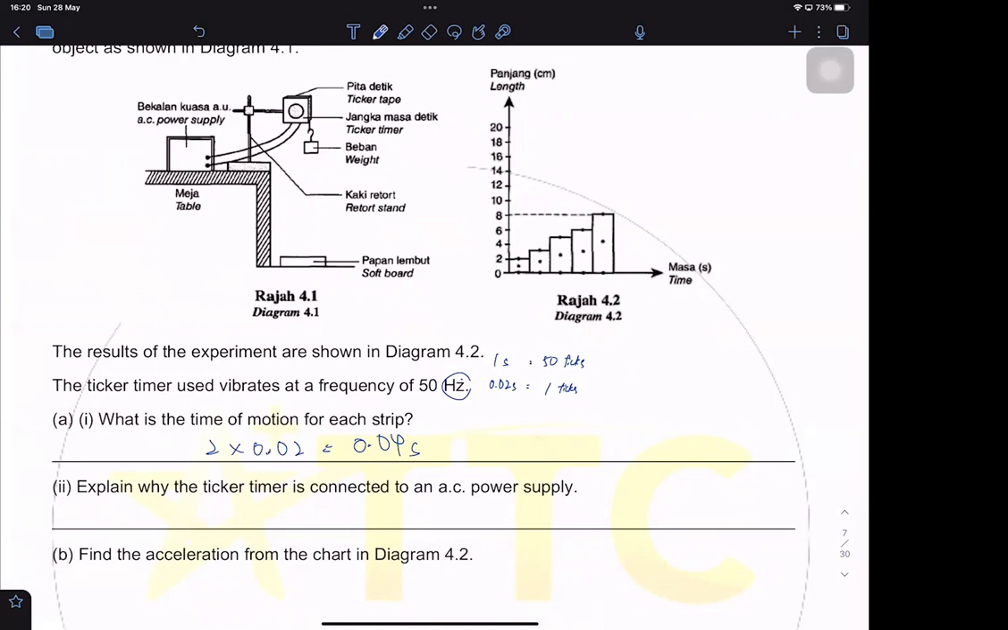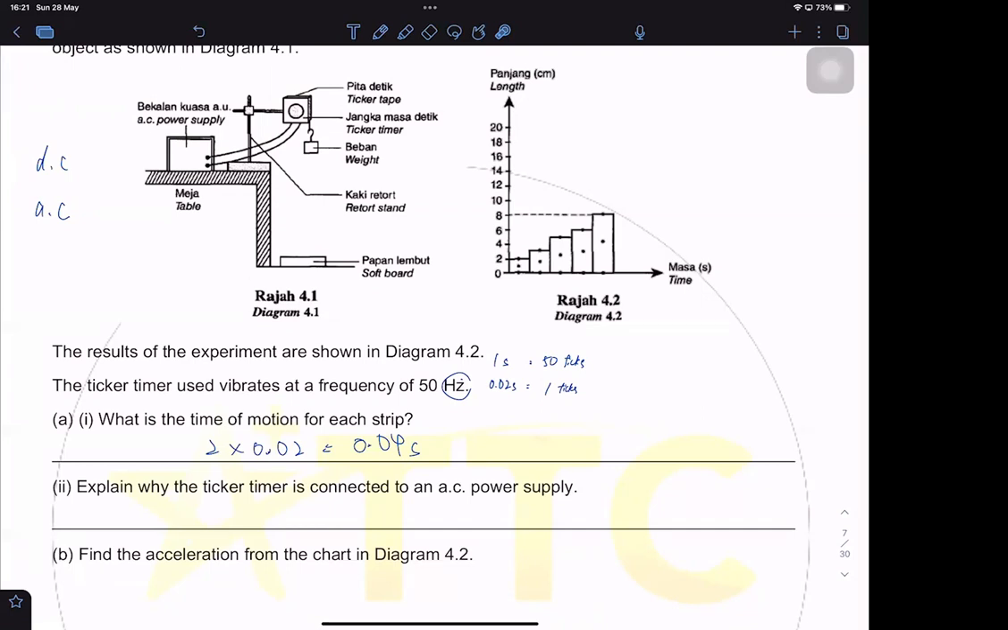Next, explain why the ticker timer is connected to an AC supply. So you see this thing connected to this, which is AC. For those that don't know, AC and DC are the two different kinds of electricity that we have. They stand for direct current and alternating current. Direct current means that the electricity always goes in one direction only, like a battery. But with alternating current, the electricity will always switch direction. It's like you keep switching the battery direction. Left, right, left, right. It keeps on switching direction.